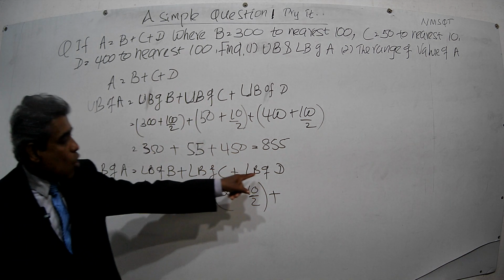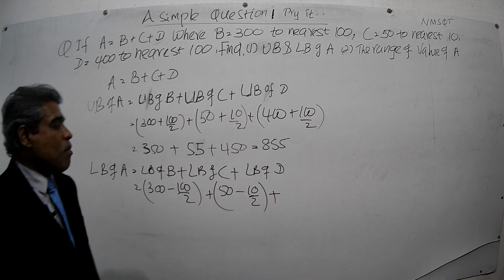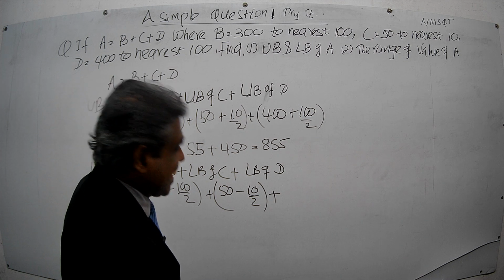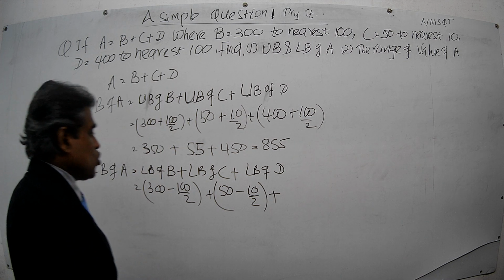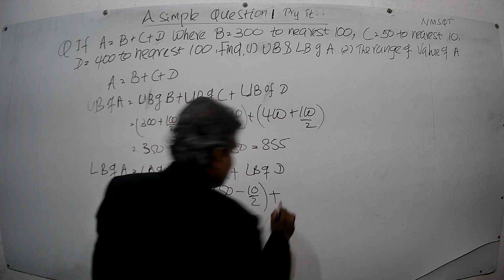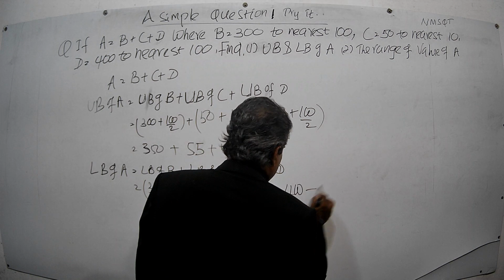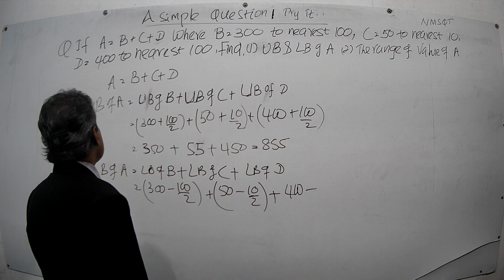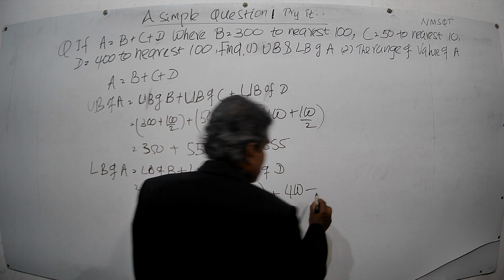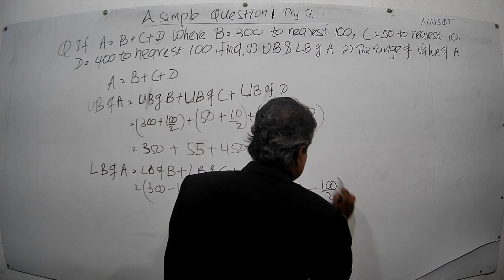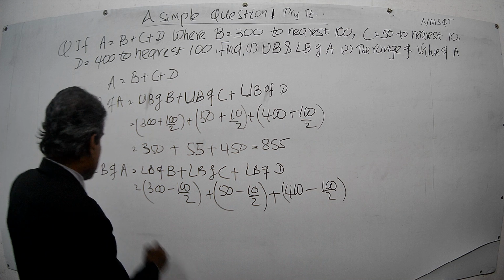Then next one, again plus lower bound of D. Lower bound of D is the lower bound of a single corrected value. What is the formula? Corrected value minus degree of accuracy over 2. What is the corrected value of D? That's 400 here. 400 minus degree of accuracy over 2. The degree of accuracy of D value is 100, then that is divided by 2. Now we calculate.